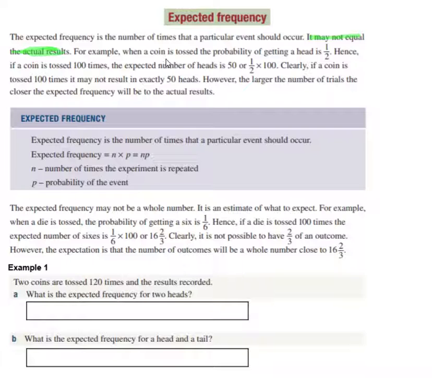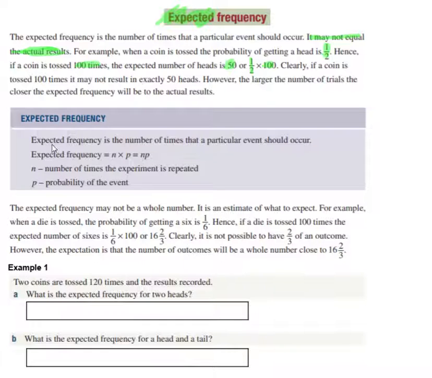It says, for example, a coin is tossed. We know the probability of getting a heads is a half. Hence, if a coin is tossed 100 times, then we would expect the number of heads to turn up would be 50, because that's half of 100. So what we're attempting to do is take the probability of heads and times it by the number of times we're doing the experiment, and that's how we get the expected number of 50. Now, in reality, that's not going to happen, but we're not talking about reality or actual. At the moment, we're just going to be talking about expected.